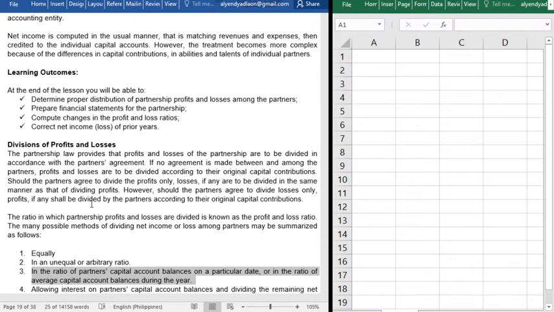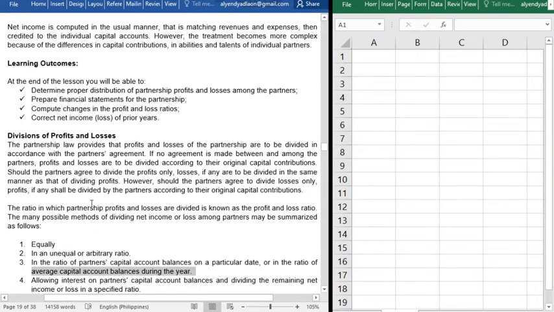Now, if you're going to base the profit allocation on the original capital contribution, as you can see, the original capital of A is 1 million. But since he withdrew some later, it now becomes 700,000, so it would be unfair to B if we are to base it on the 1 million still, right? Of course, that depends upon their agreement. But this is why there is also another basis, which is the average capital balances during the year. So we just get the average of their capital account balances during the year, and the average capital will now be the basis of our profit and loss allocation.